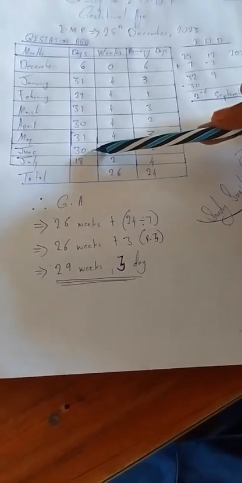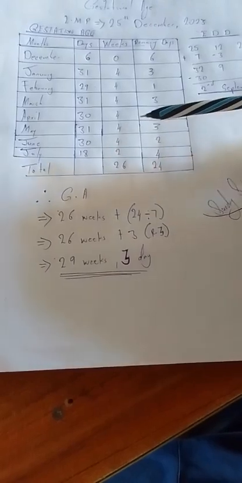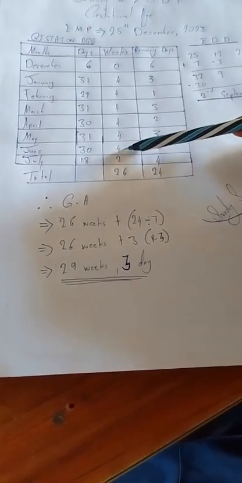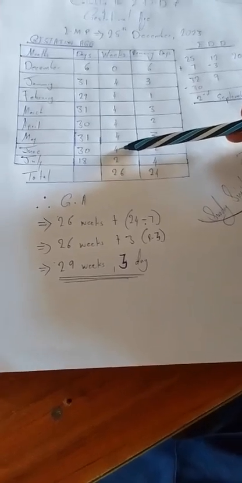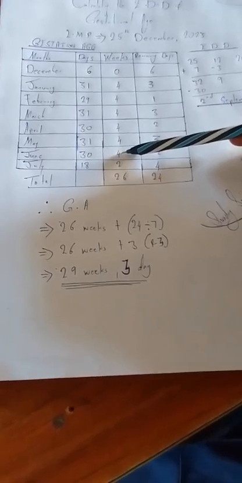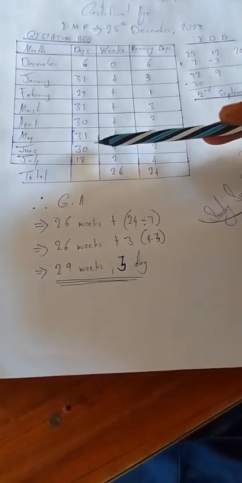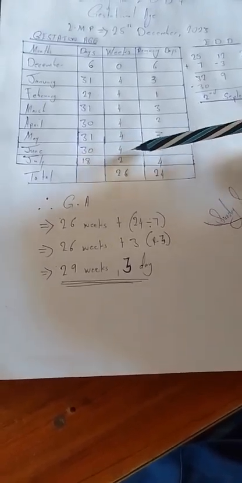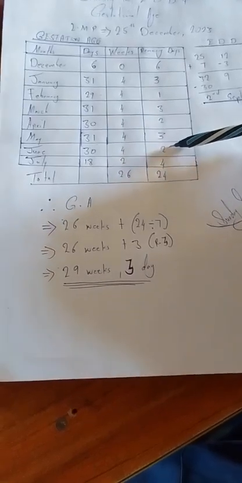Okay, in 30 days, we have 4 weeks. So we write our 4 here. In 4 weeks, we have how many days? We have 28 days. So if I subtract that 28 from 30, we're going to get 2. So we write our 2 here.